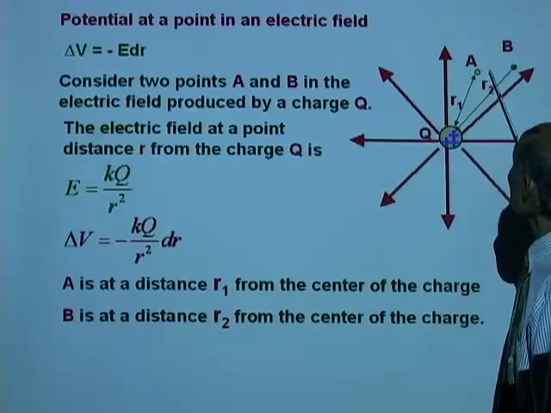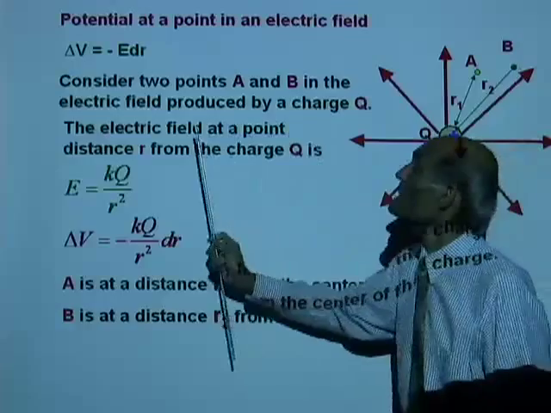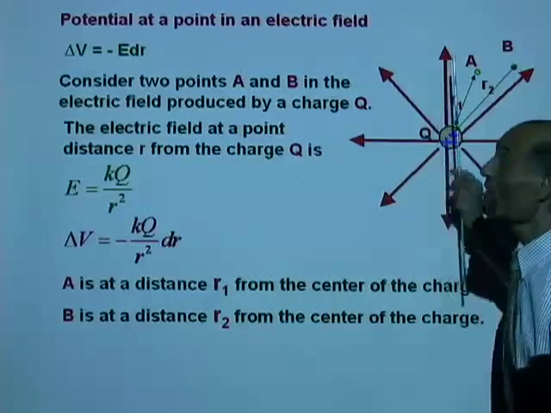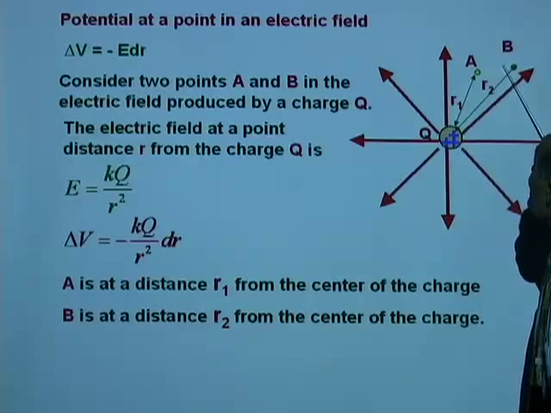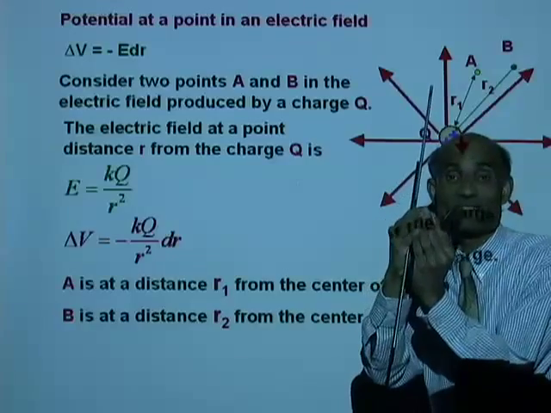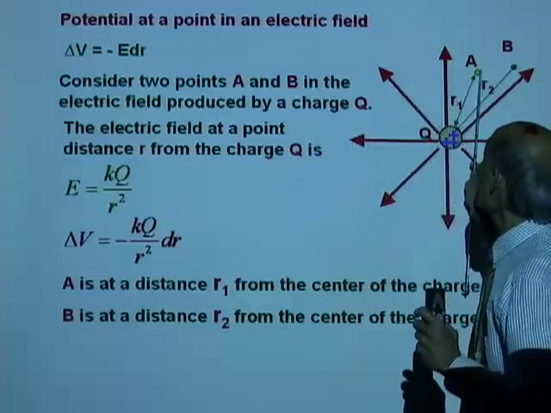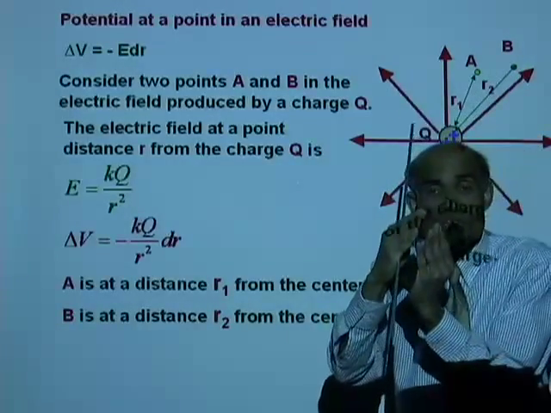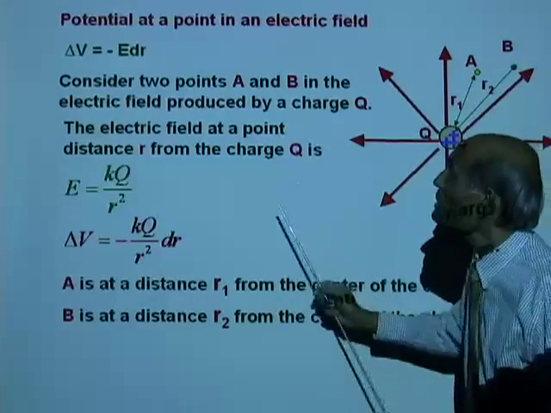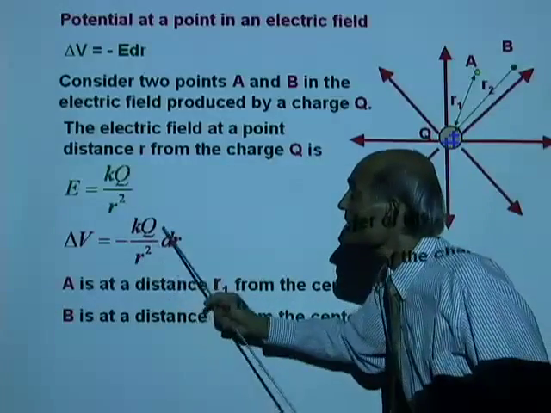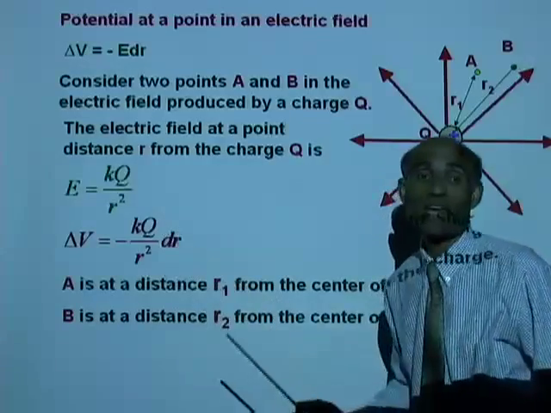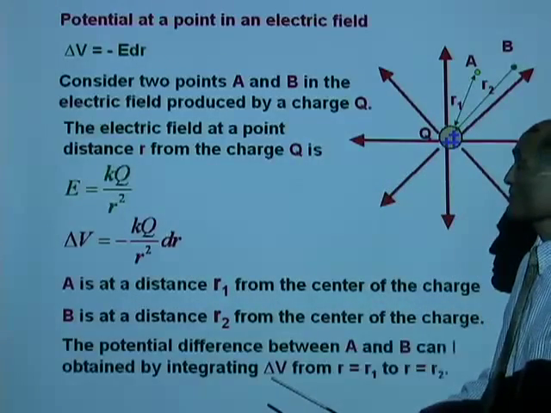The potential difference between the points A and B is negative E dr, where we assume that dr is so small that E will remain a constant. You see, in other words, A and B are very close together. The distance dr is so small that we will assume that the field in that region dr will remain a constant kq over r squared.